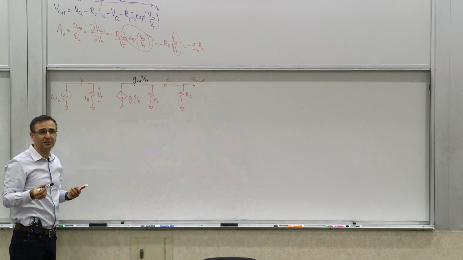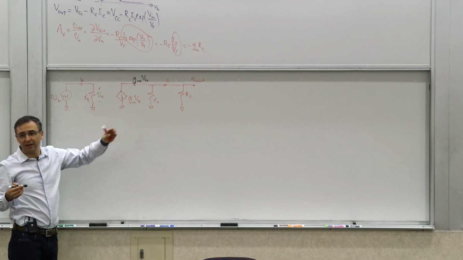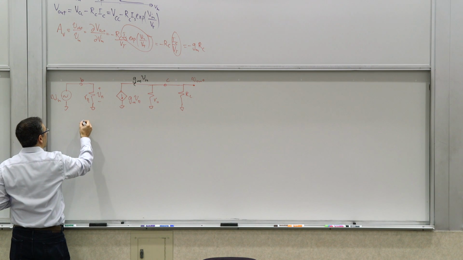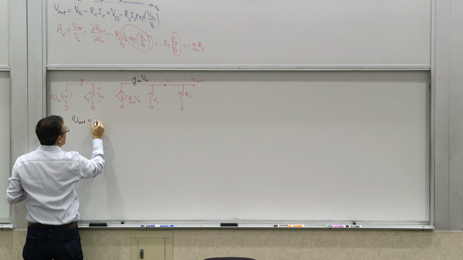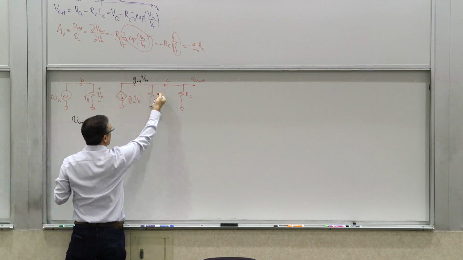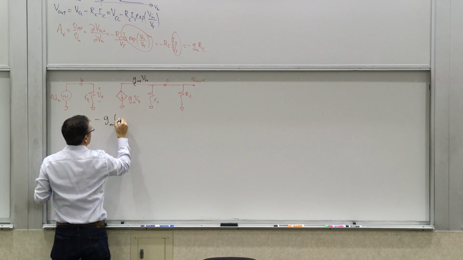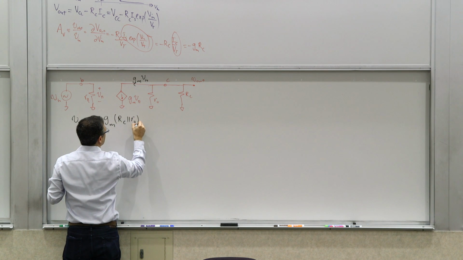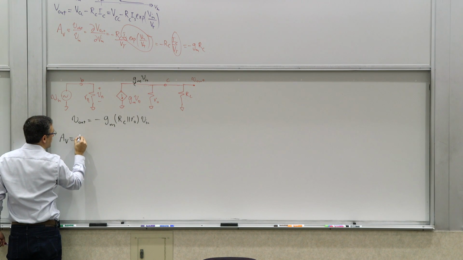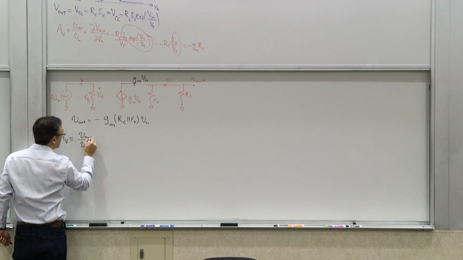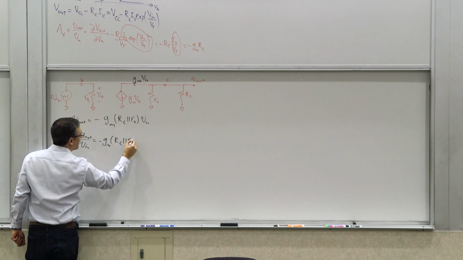What is that voltage going to be? Negative gm times RO parallel with RC, right? Because that's the parallel combination. So we can see that Vout is going to be negative, and it's negative because the current is being pulled out of it. Negative gm RC parallel RO Vin. And therefore Av, the voltage gain, which by definition is Vout over Vin, is going to be negative gm times RC parallel RO.